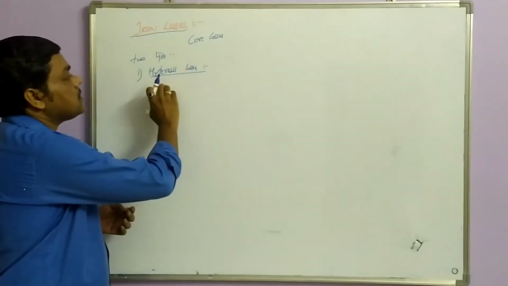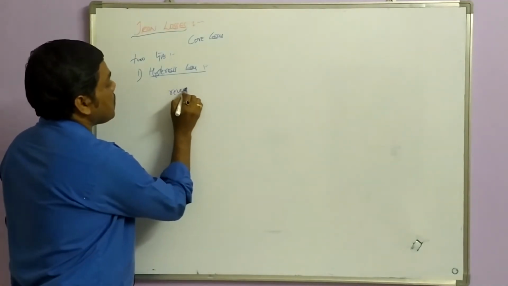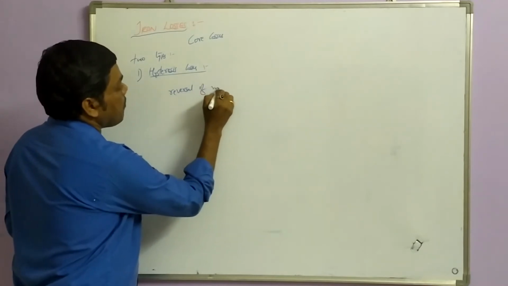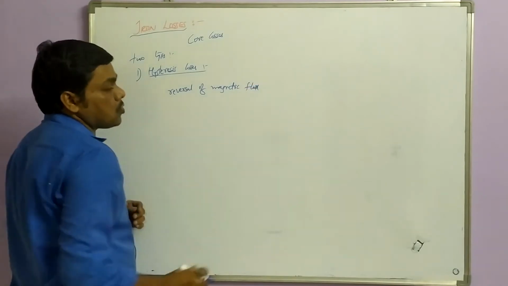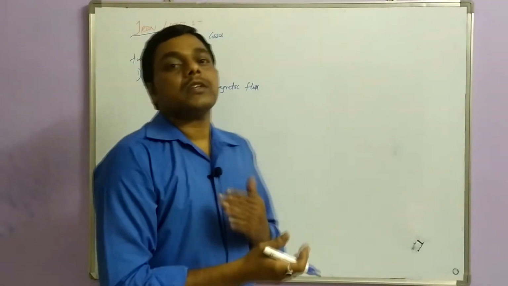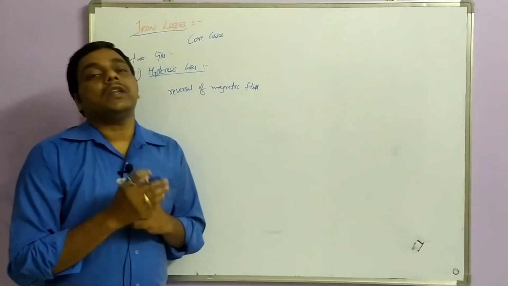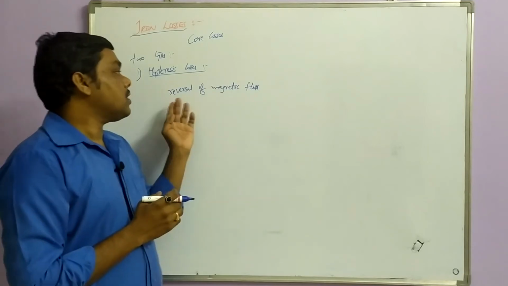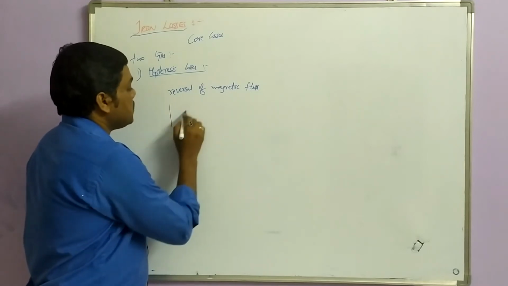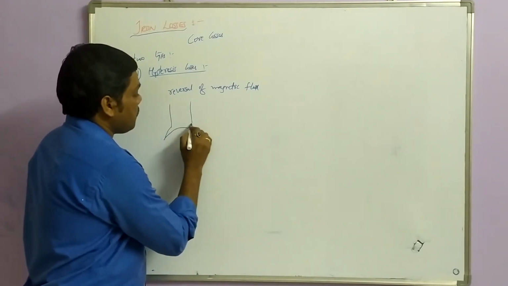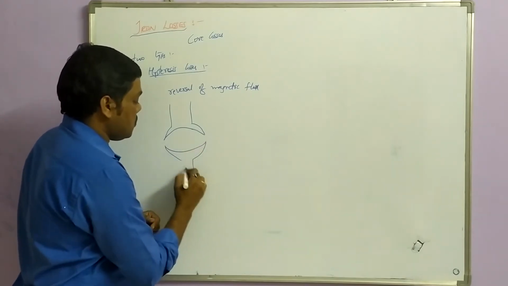Now these hysteresis losses are mainly due to the reversal of magnetic flux. So flux is always reversed. Due to the reversal of magnetic flux, these losses will occur. So why does the reversal of flux take place? Now if you take the magnetic pole, you have the north pole and south pole.